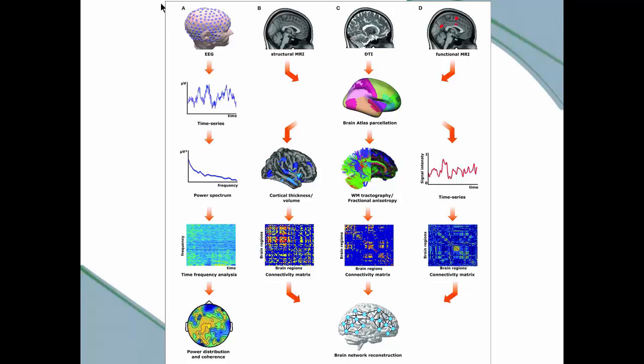EEG is a time series analysis. We're going to look at what we call the power spectrum. If this is frequency here, the x-axis is frequency, we see that the greatest amount of power, that is the highest amplitude waves, are in the very low frequencies, and in the higher frequencies it dampens out this way.